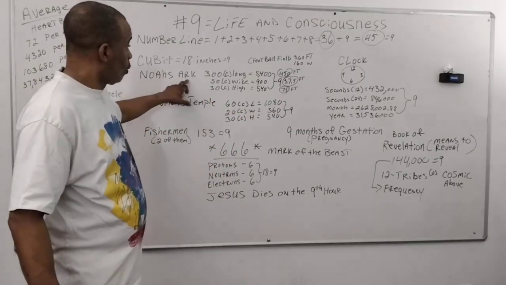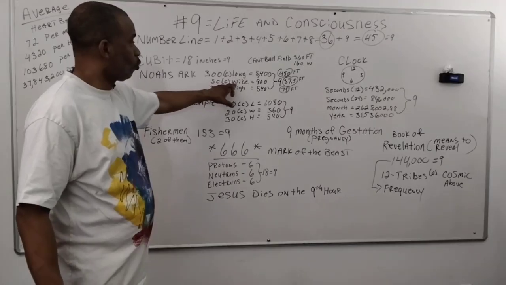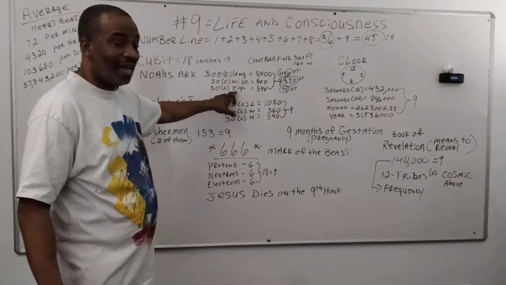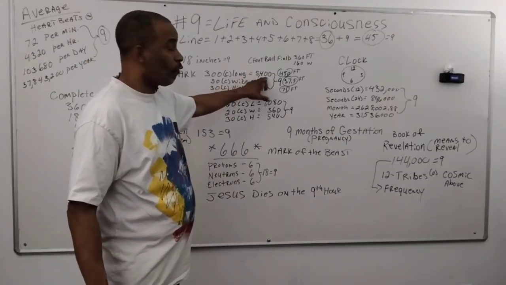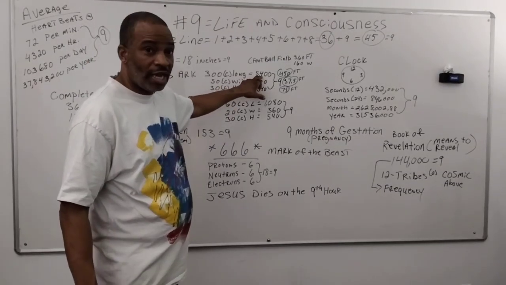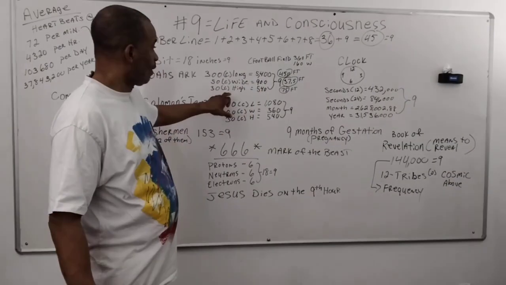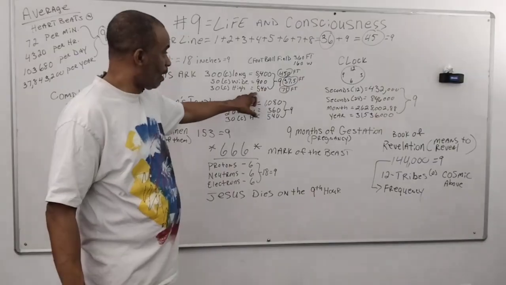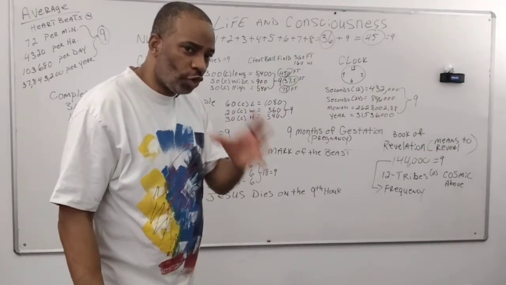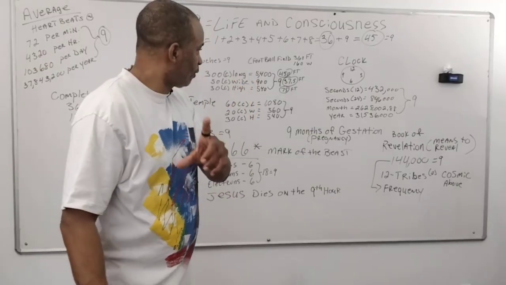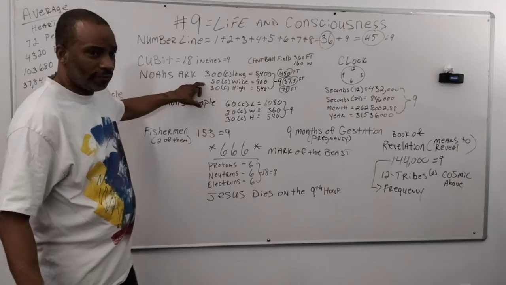So Noah's ark was 300 cubits long, 50 cubits wide, 30 cubits in height. The length, 5,400. 5 plus 4 equals 9. The width was 900. 9. The height was 540. 5 plus 4 again is 9. Let's translate to something that really exists here. All right? So, these are the measurements of the ark.